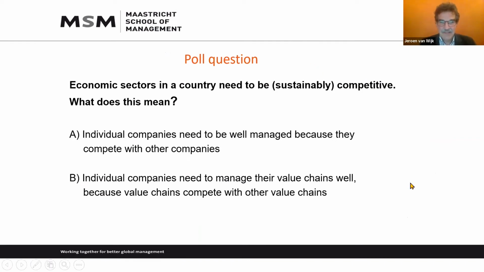Okay. Now let's see. The poll question, I will just first read it out for you: economic sectors in a country need to be sustainably competitive. What does it mean? Is it A, individual companies need to be well managed because they compete with other companies, or is it B, individual companies need to manage their value chains well because value chains compete with other value chains? Now, just see what you would say.